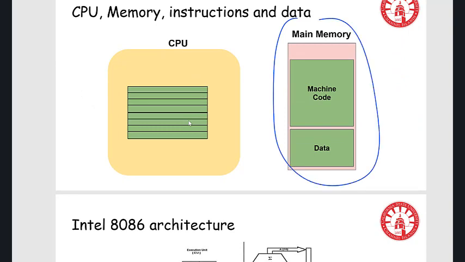The memory itself consists of two main sections. One of the sections normally stores data, and the other section stores the machine code or instruction code. Data are normally the inputs or the outputs of the system that come from a peripheral or go to a peripheral. And machine codes are those instruction sets that tell the program what to do at any given time.